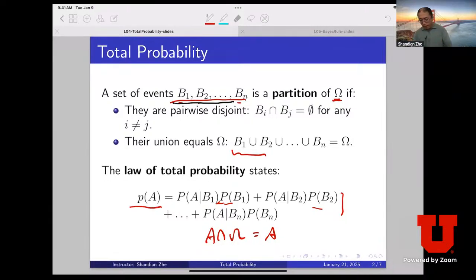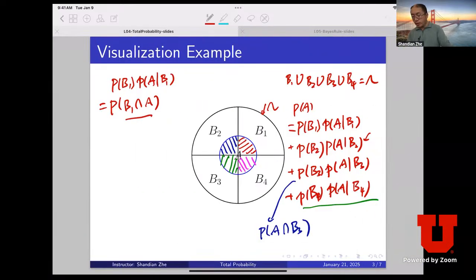So it is equal to, we first compute the probability of B1, times the conditional probability of event A given B1, and then plus the probability of B2 times the conditional probability of A given B2. And you just add up, until you add the probability of Bn times the conditional probability of A given Bn.